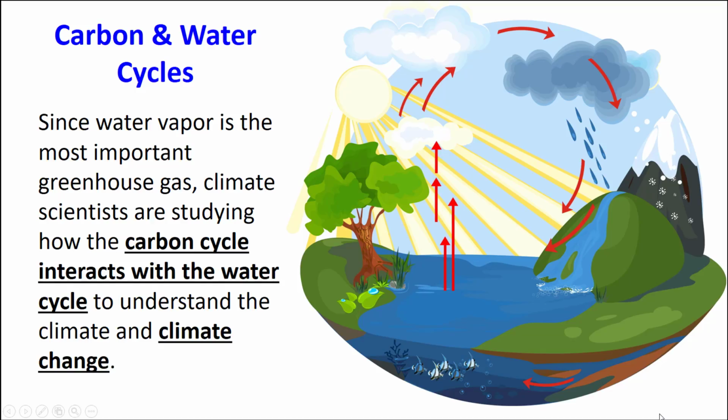Since water vapor is the most important greenhouse gas, right? It's the most abundant, has a large spectrum to absorb heat, especially when compared to carbon dioxide, scientists, especially climate scientists, are studying how that carbon cycle is interacting with the water cycle, right? To understand the climate in general, and more importantly, to understand climate change.